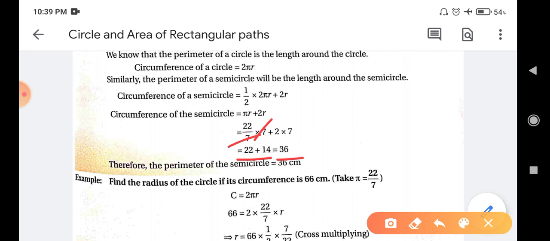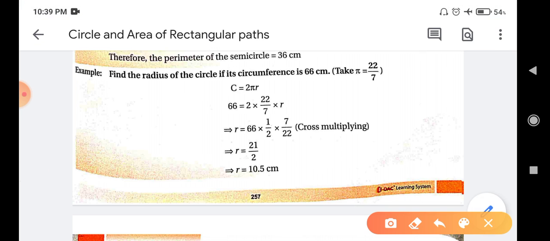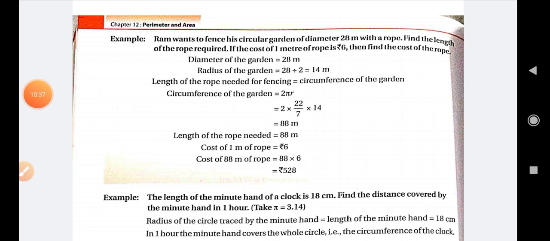centimeter. Then next example is find the radius of the circle if its circumference is 66 centimeter. Now you are given the circumference but you have to find the radius. So use the formula of circumference. C is equal to 2 pi r. Value of circumference is 66 and 2 into value of pi, we have to take here 22 by 7 into r. Now transpose other values and find the value of radius. Then radius will be equal to 10.5 centimeter. So in this way you can find radius if you are given the circumference of a circle.